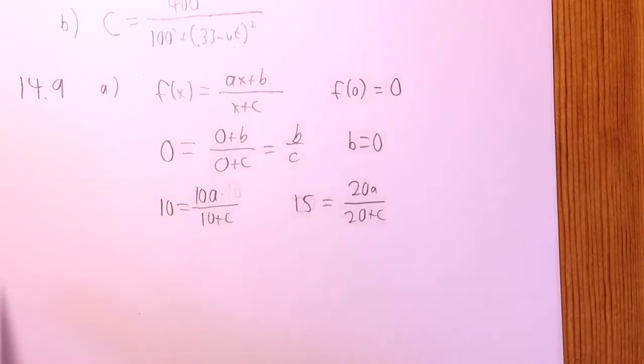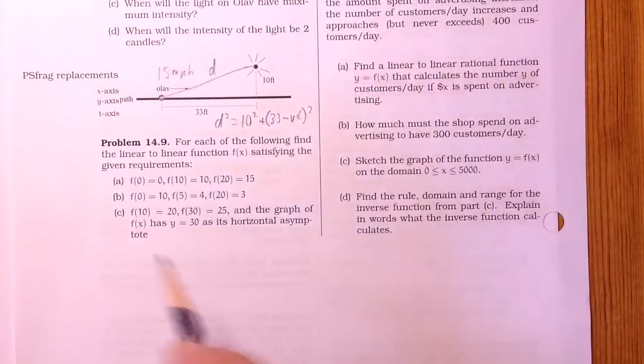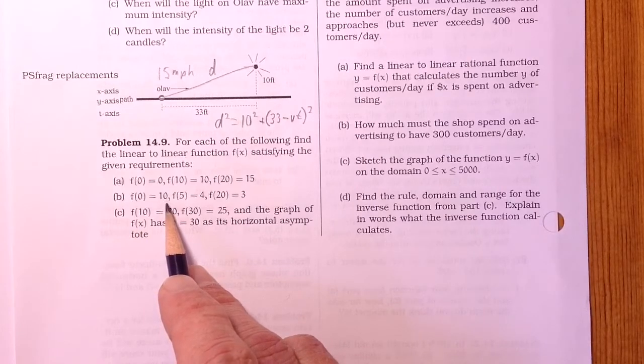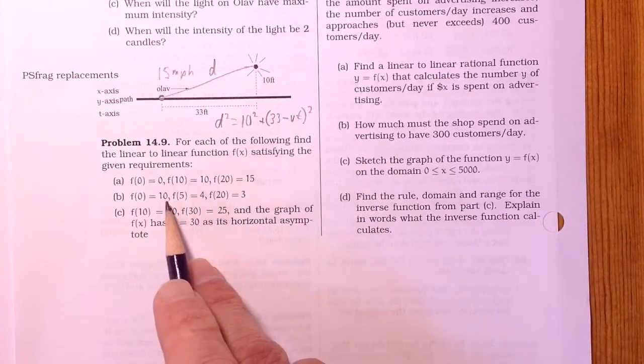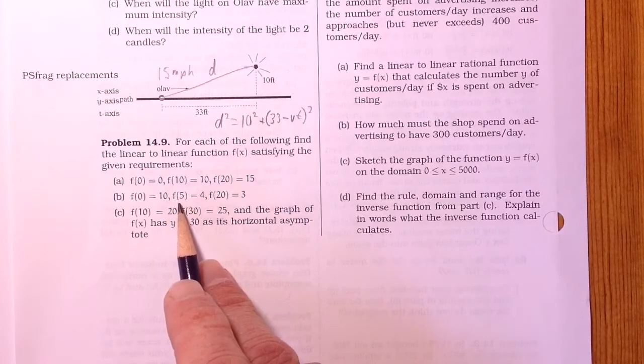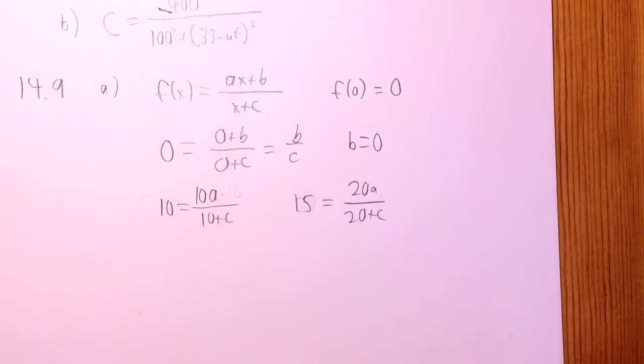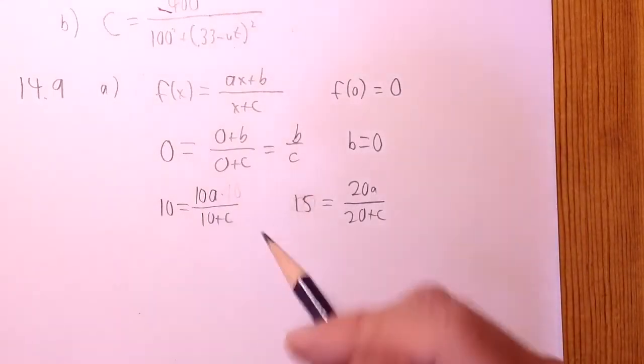Okay, same as for part B here. F of 0 is 10. When x equals 0, you should get 10. And again, when you get your final answer, you can plug that in. Does that work? When x equals 5, do you get 4? When x equals 20, do you get 3? So, yeah, always plug those in.